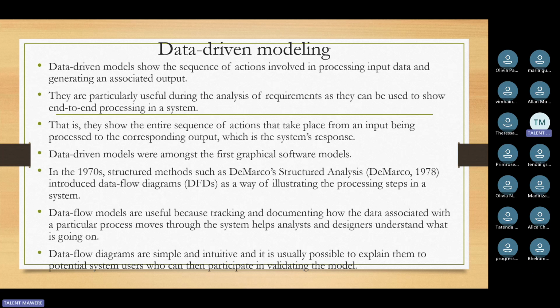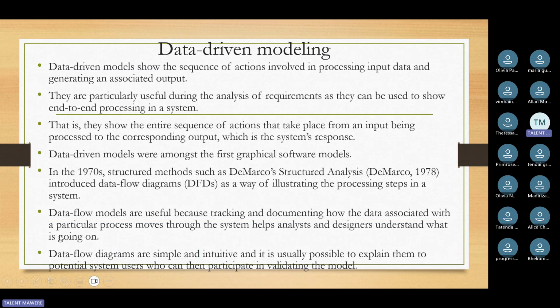Data flow models are useful because they track and document how data associated with a particular process moves through the system. This also helps analysts and designers to understand what is going on in a system. Data flow diagrams are simple, intuitive, and it is usually possible to explain them to potential system users who can then participate in validating the model.